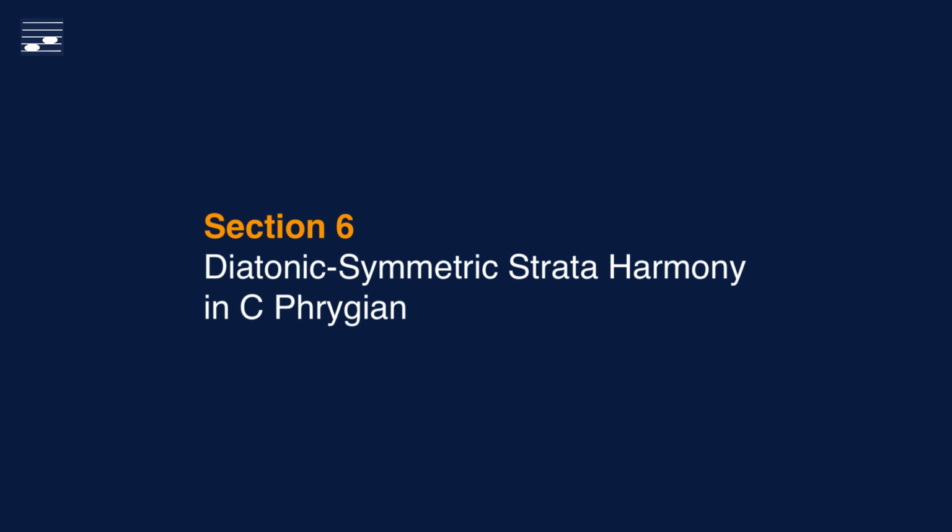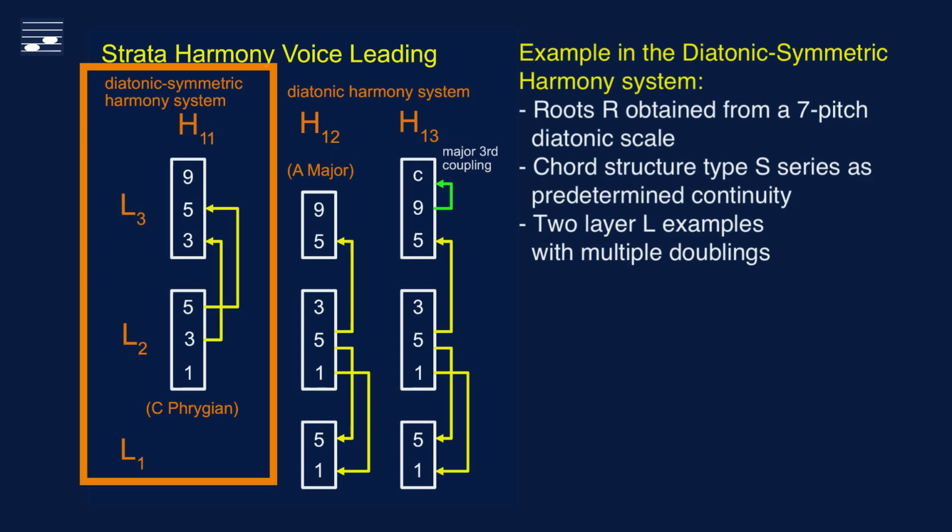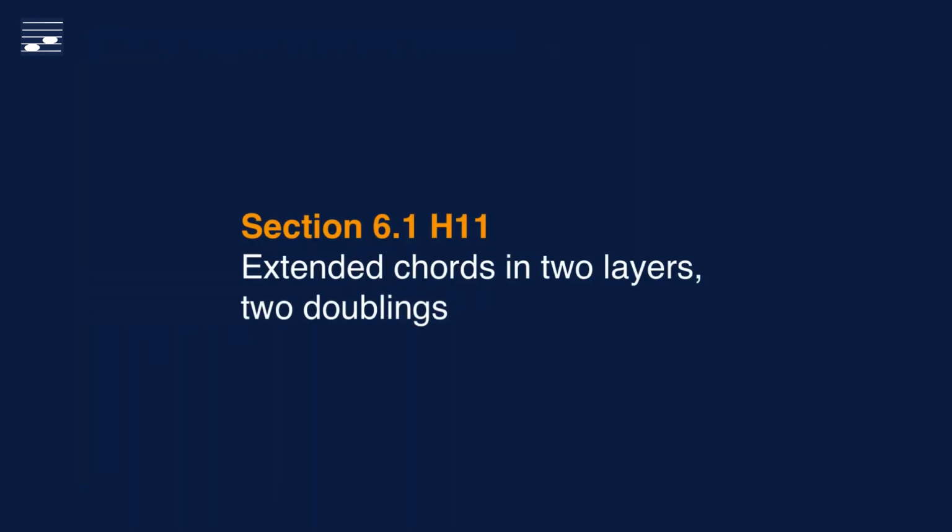For the next example, we return to the Diatonic-Symmetric harmony system. The roots are from the diatonic scale C Phrygian, on top of which we put an independent chord structure series. We'll look at multiple doublings in 2 3-part layers with extended chords.